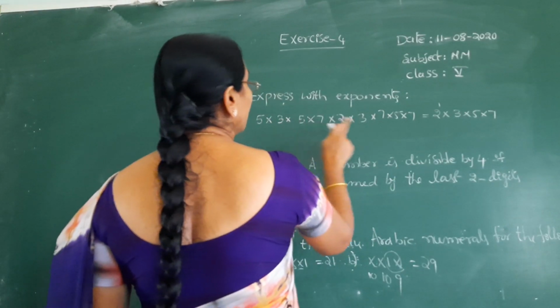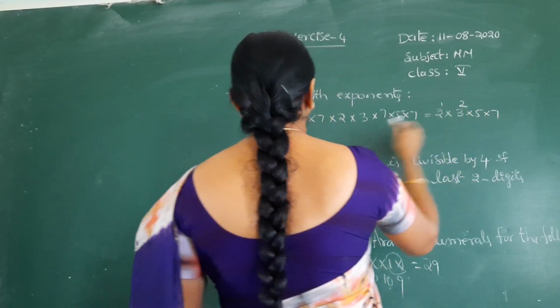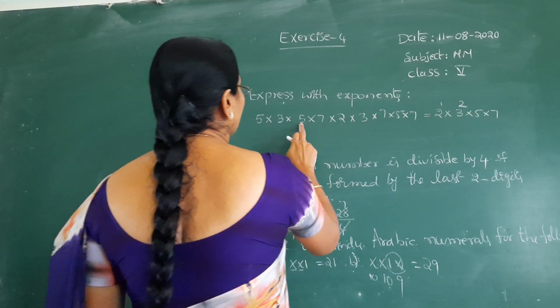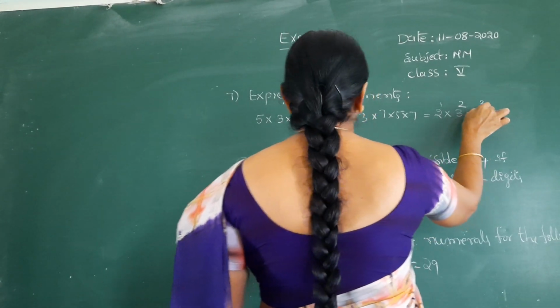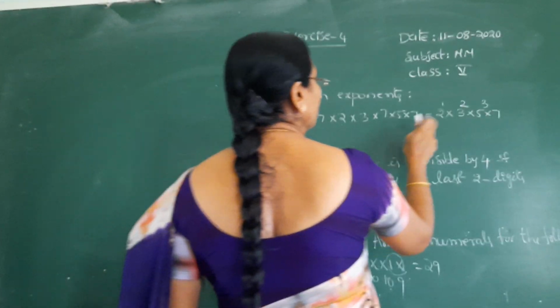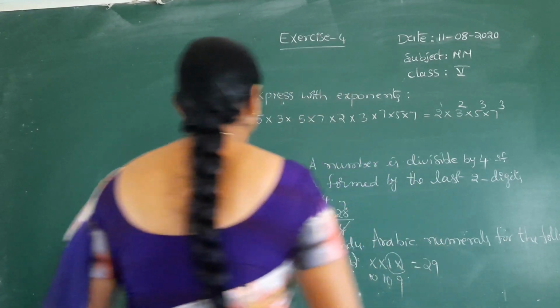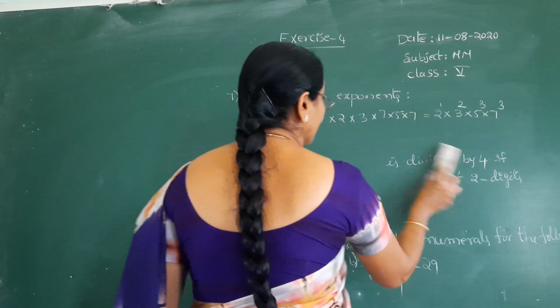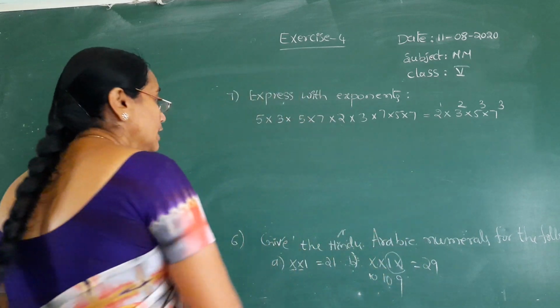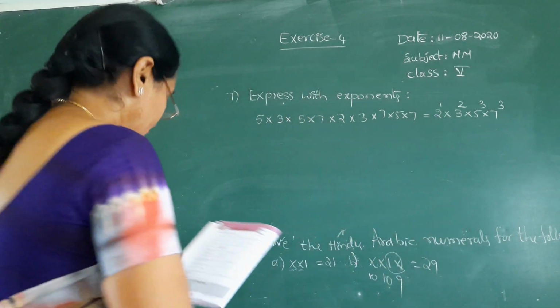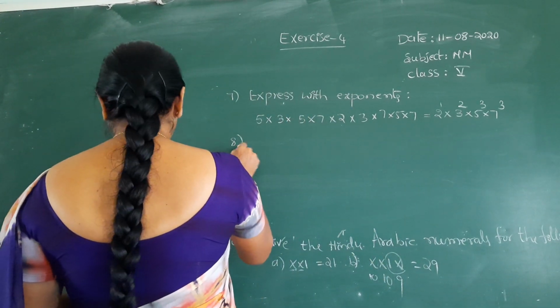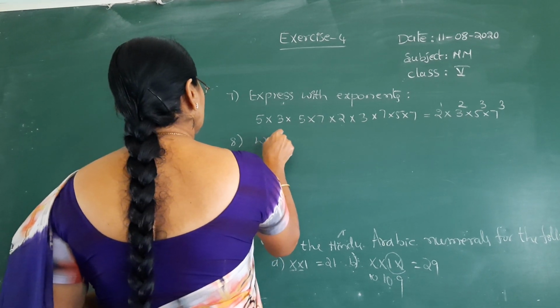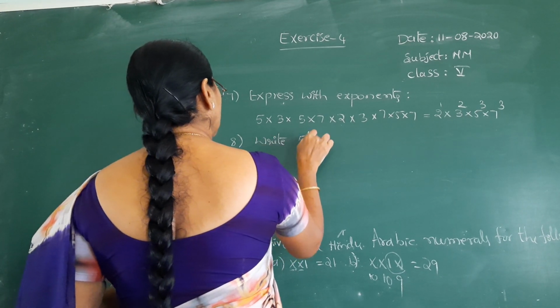And 3, 1, 2, that is 3 power 2. And 5, how many 5s? 1, 2, 3. So 5 cube. How many 7s? 1, 2, 3. That is 7 cube. Okay. So that is the exponential form of the given number, or given product. Here is the given prime factorization. See the 8th one. Write 5 power 4 in words.